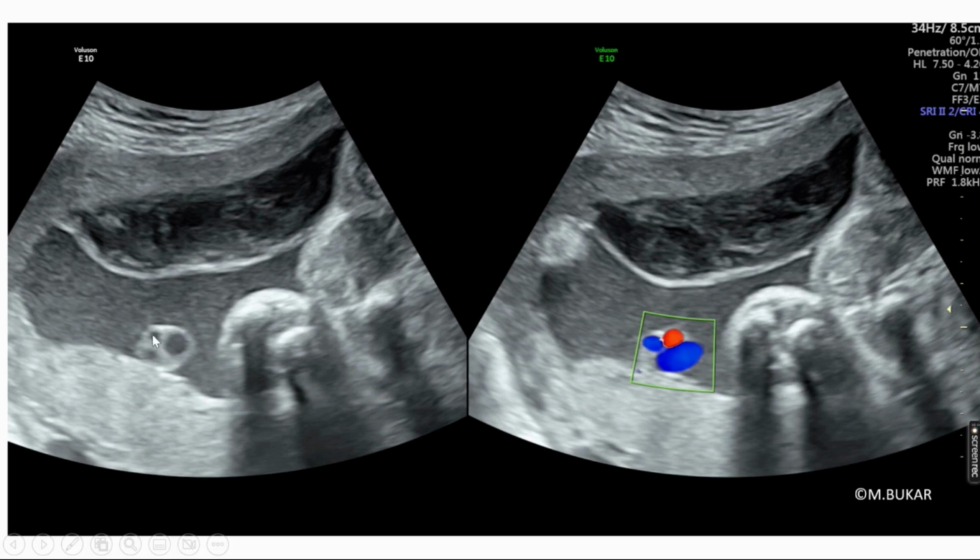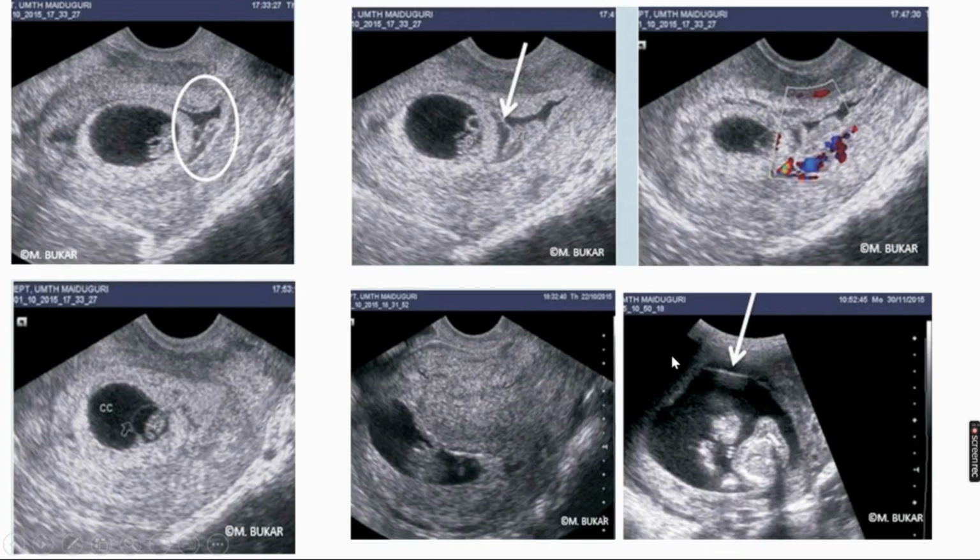So here the Mickey Mouse appearance of two arteries and a vein. This was a case of vanishing twin syndrome, followed up from the first trimester up to the second trimester. This is an important differential diagnosis of subchorionic hemorrhage.